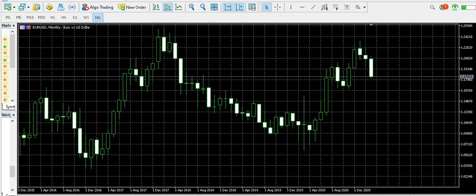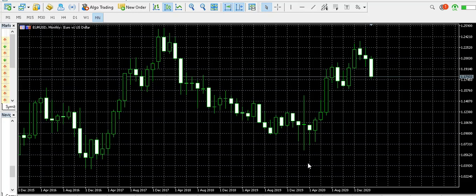Today we'll be looking at analysis of Euro USD. Okay, I have Euro USD on the monthly time frame on my chart. So I'm going to analyze Euro USD with the Fibonacci retracement tool. Then I'm going to use moving averages. I'm going to use trend lines to analyze Euro USD.